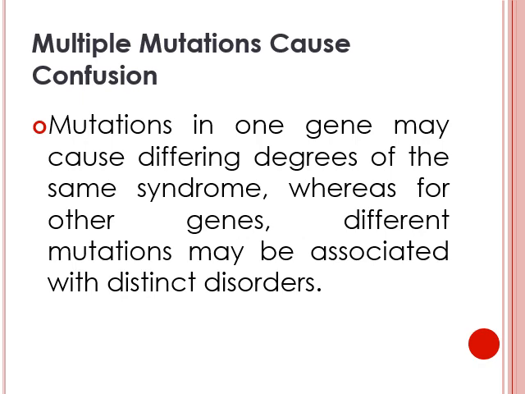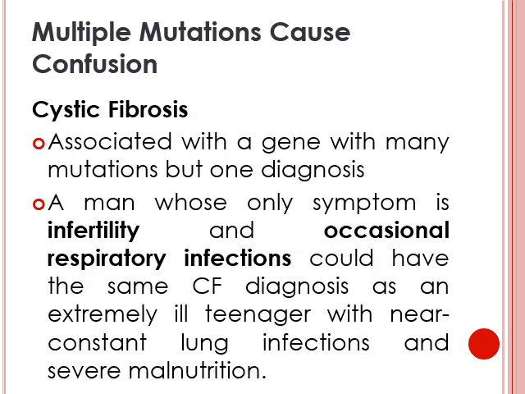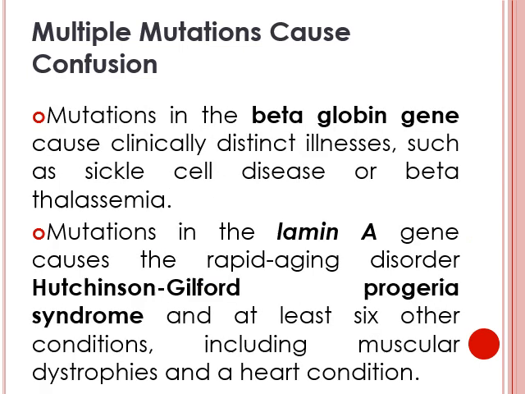Mutations in one gene may cause differing degrees of the same syndrome, whereas in other genes, different mutations may be associated with distinct disorders. We have cystic fibrosis associated with a gene with many mutations but one diagnosis. A man whose only symptom is infertility and occasional respiratory infection could have the same CF diagnosis as an extremely ill teenager with near constant lung infection and severe malnutrition. Mutations in the beta-globin gene cause clinically distinct illnesses such as sickle cell disease or beta thalassemia.